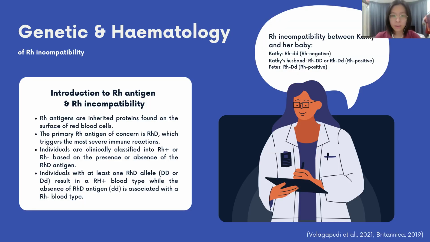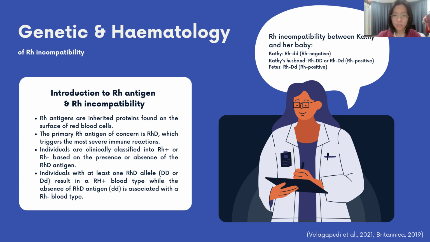In the case study, the possible reason for Katie's miscarriage could be attributed to Rh incompatibility. Rh antigen, often called the Rh factor, is an inherited protein found on the surface of red blood cells. Among all the distinct Rh antigens identified, the primary Rh antigen of concern is RhD, which can cause the most severe immune reactions. In the context of the Rh blood group system, individuals are clinically classified into Rh positive or Rh negative based on the presence or absence of the RhD antigens.